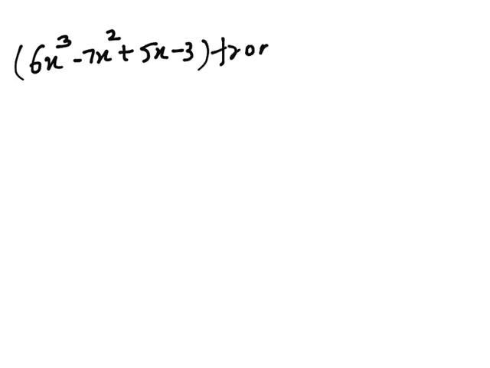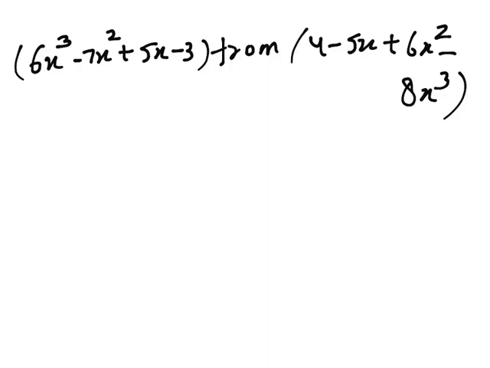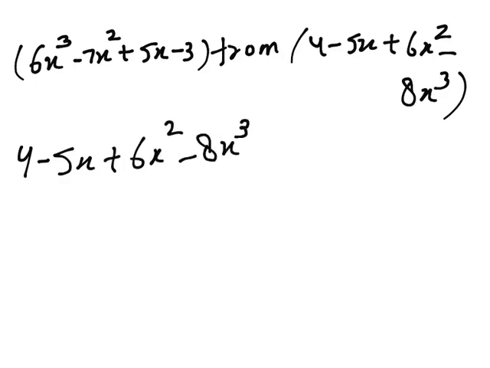Now let's take some examples on subtraction. We have to subtract 6x cube minus 7x square plus 5x minus 3 from 4 minus 5x plus 6x square minus 8x cube. Right, so we start with 4 minus 5x plus 6x square minus 8x cube. We have to subtract the first expression from the second. So how will we write this?